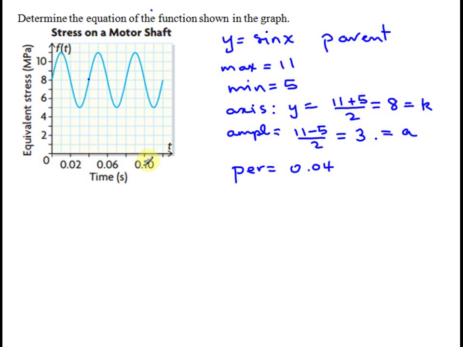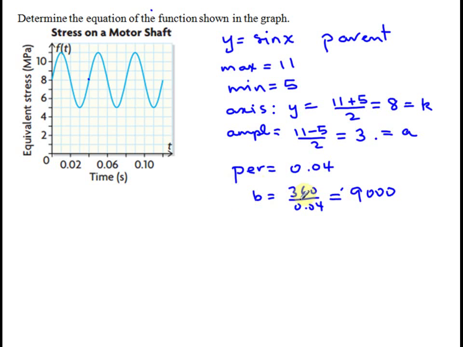Once I have the period, I can calculate the b value. The b value is just 360 divided by the period, 0.04. Now notice here I'm dividing by a very small number, so the result should be a very big number, so don't be surprised by that. I'll just calculate it. 360 divided by 0.04 gives me 9,000. So as we suspected, quite a big number. So b is just 9,000.